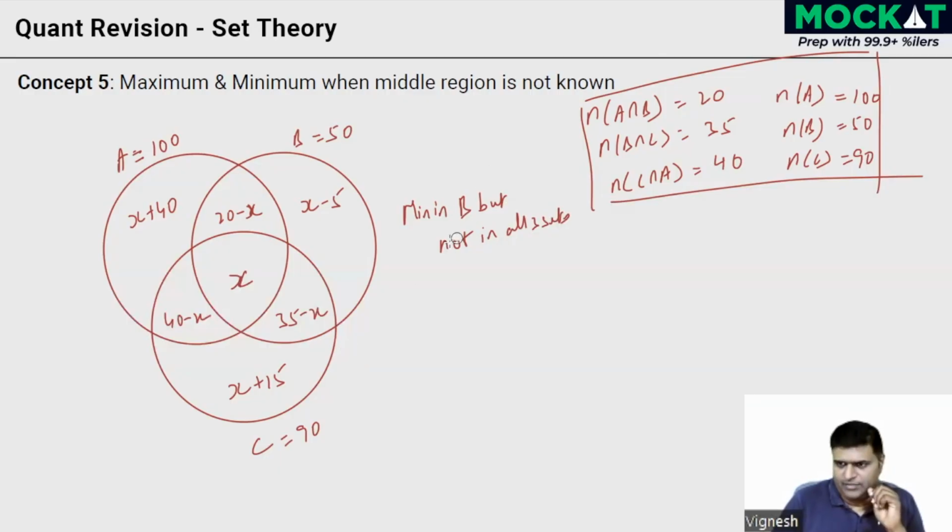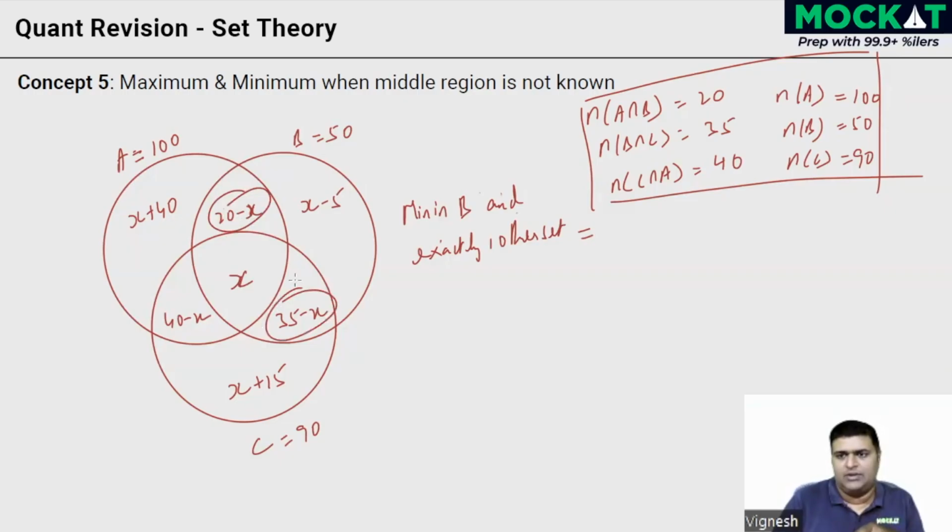minimum number of people in B, and exactly one other set, right? What is that going to be? In B and exactly one other set, it's either this or this, right? Both of these. 20 minus x is in B and A only. 35 minus x is in B and C only. Exactly one other set. So you add this up and you're going to get a 55 minus 2x.